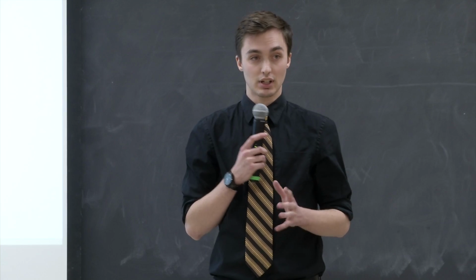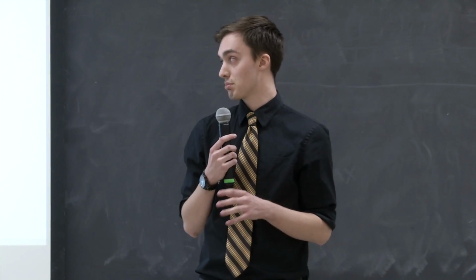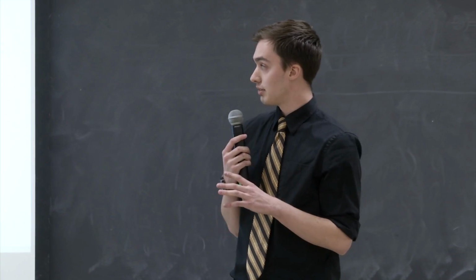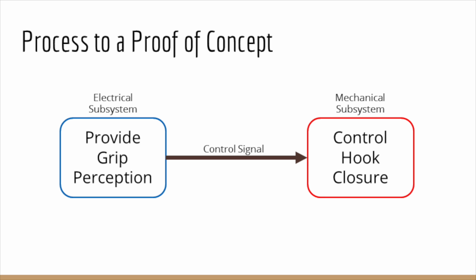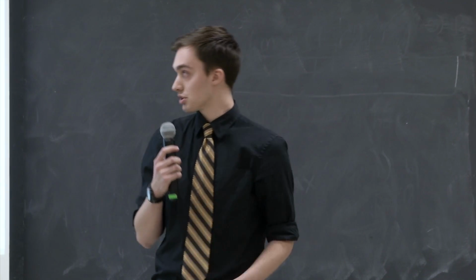All right, so with a proof of concept in mind, we needed to first tackle how we were going to get to this proof of concept. Ultimately, it was a very complex system and complex problem, so we needed to break it down into two subproblems, as Surath alluded to. We have to provide the grip perception, which was that understanding he's talking about, and also control the hook closure. Because it's so limited in the ways that it actually closes, we want to broaden the reach that it can actually close to.